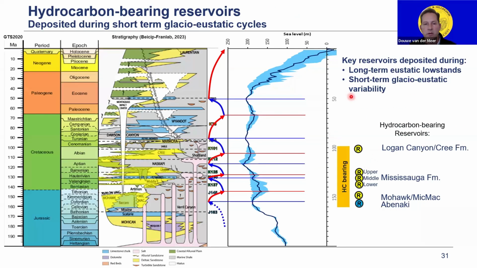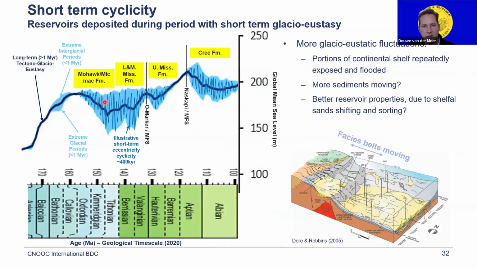Another thing I want to point out, which is basically a hypothesis at the moment, is that those key reservoirs, indicated here in yellow, also coincide with times when I've got this short-term variation as a result of the ice ages coming and going in the Jurassic and Cretaceous. Now the question is, and this is just a sketch, what does this short-term cyclicity really look like? For example, one of the cycles is 400,000 years, and this is a 400,000 year sketch.